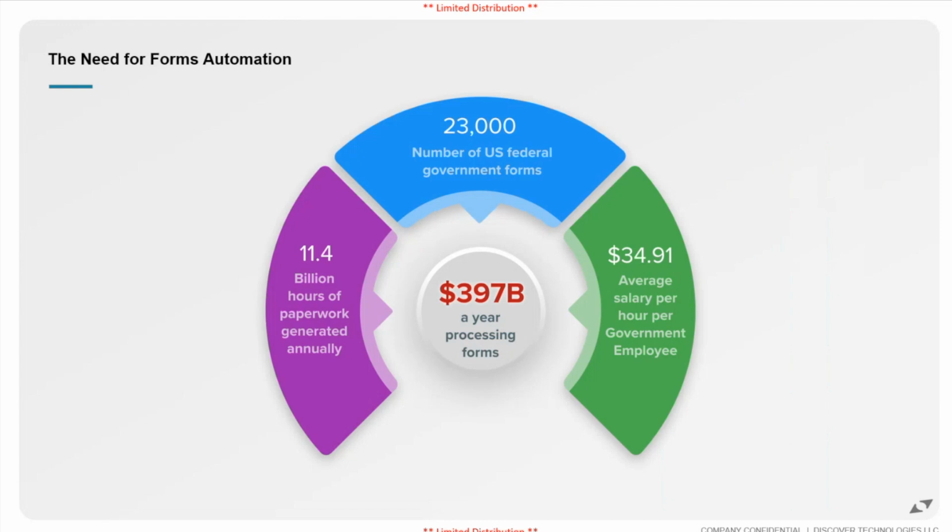If you want to put a numerical value on it, there's about 23,000 forms in the government, 11.4 billion hours of paperwork every year filling out those forms. And if you had to monetize it, which the government never does, it's about $397 billion doing paperwork every year inside the government. We want to fix that.